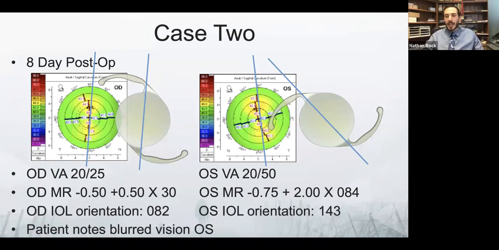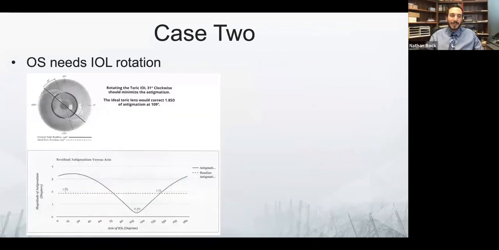If the IOL is out of line with the steep meridian of the cornea, like the left eye, then the patient is not going to see well. Ultimately, this one, the left eye, needed a toric IOL rotation.